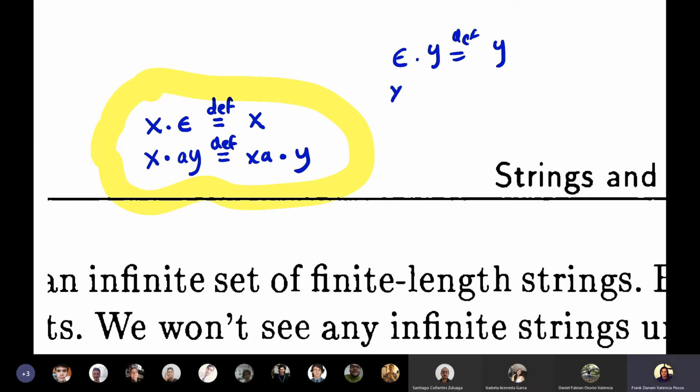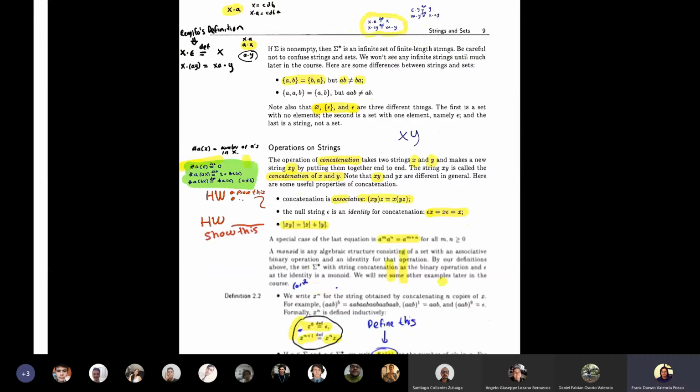Sorry. X with Y will be, what will be the left and the right side of this equation? X concatenated with A and Y. Exactly. Okay. And again, this terminates because this X eventually will become empty every time.